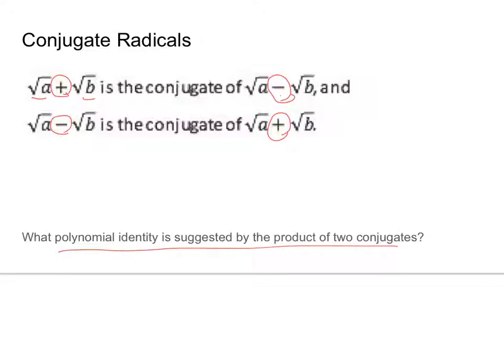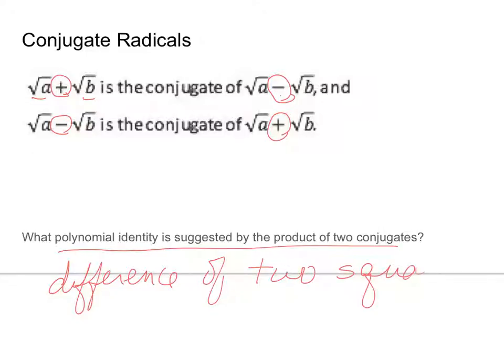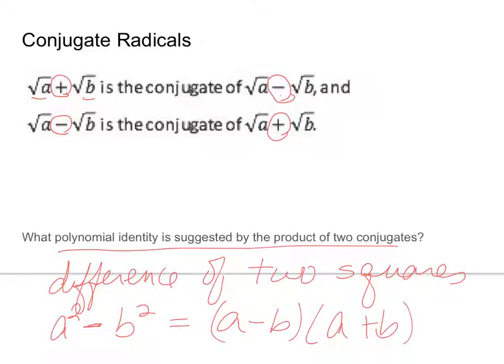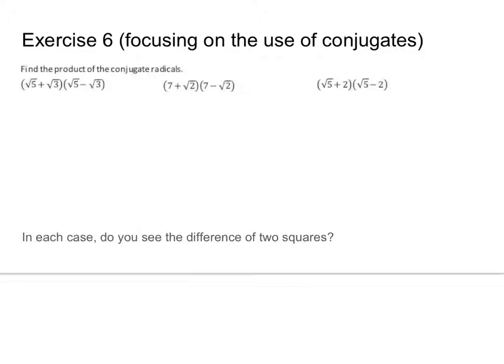What polynomial identity is suggested by the product of two conjugates? The difference of two squares, where if we have a squared minus b squared, it's a minus b, a plus b. Okay, there's no middle terms here. Middle terms cancel out. Okay, this is the only one that we have that focuses on the use of conjugates.